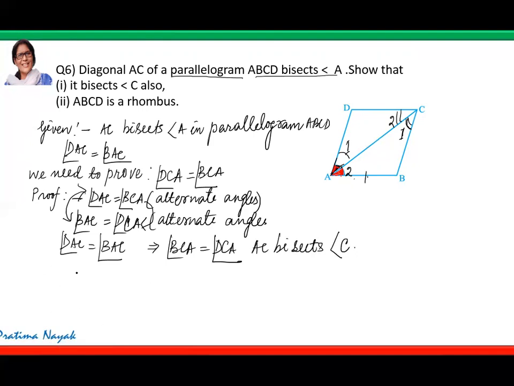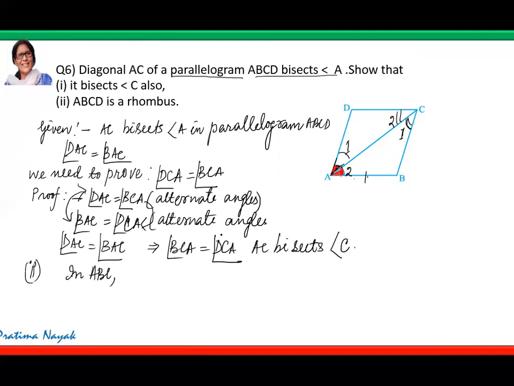So this is proved. Now coming to the second part. Second part: prove that ABCD is a rhombus. For a rhombus, we have to prove that the sides are equal. So I am taking one triangle, triangle ABC.